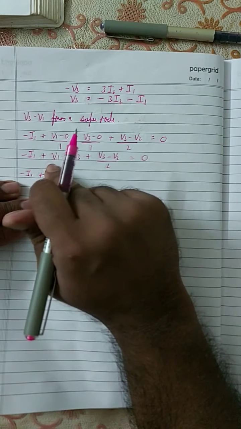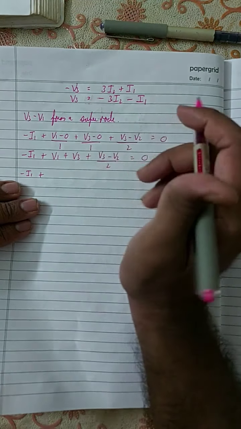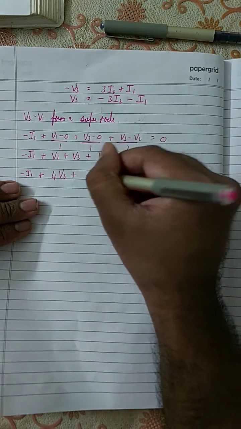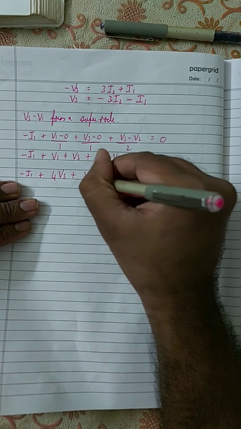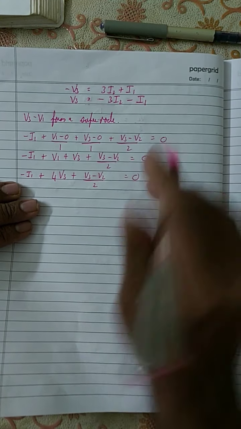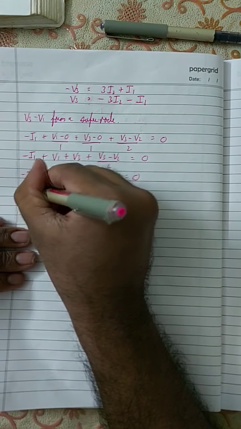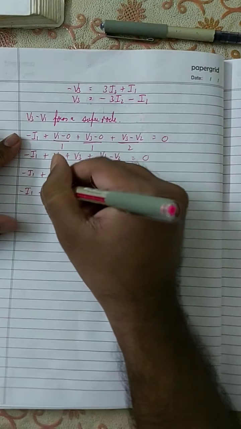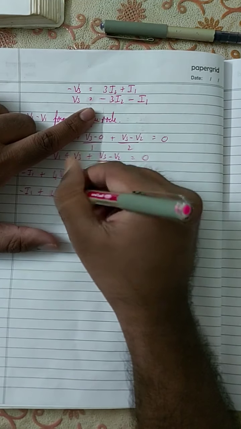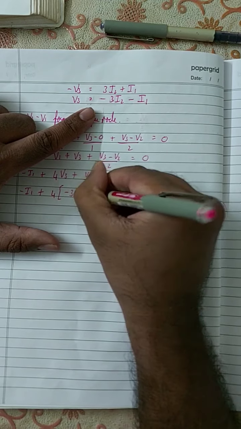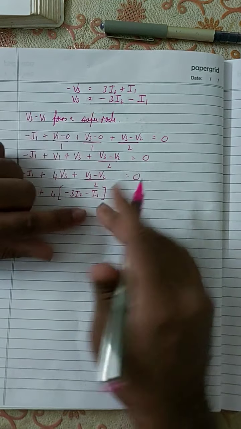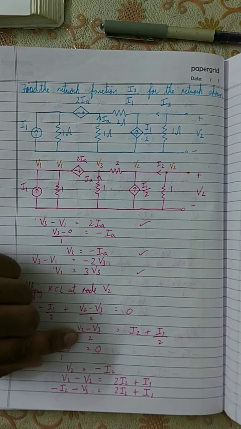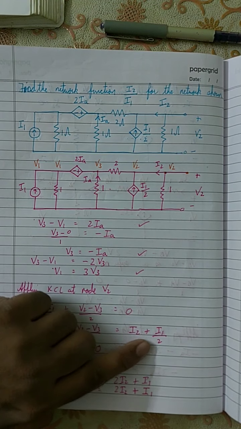So this will become 3V3. So 3V3 plus V3 is 4V3. So this is 4V3. So simple. This is plus (V3 minus V2)/2 is equal to 0. And in that case, minus I1 plus, what is V3? We have already found what V3 is. That is 4 into, and V3 is minus 3I2 minus I1, plus, and here you have V3 minus V2. We already know that V2 minus V3 is I2 plus I1/2.